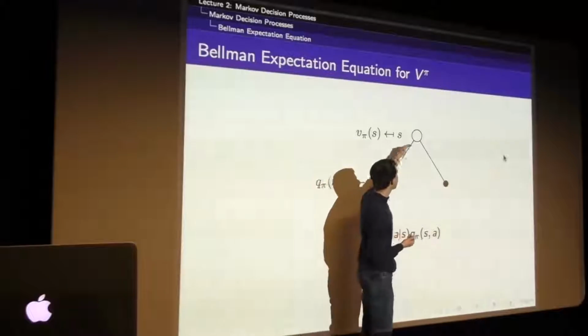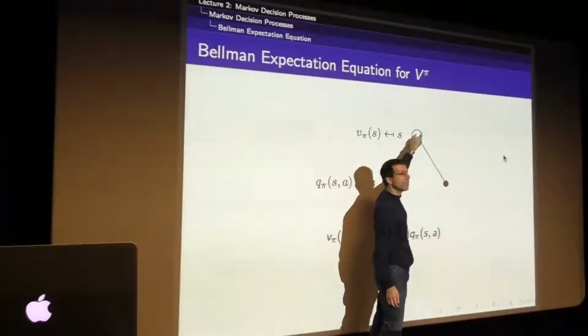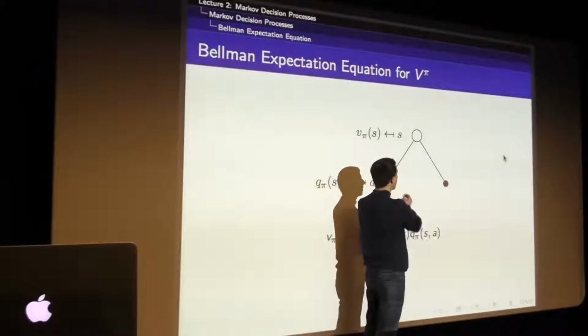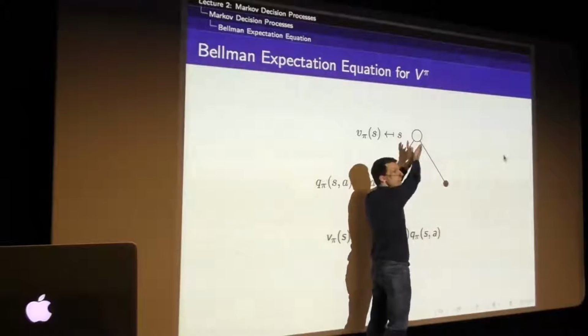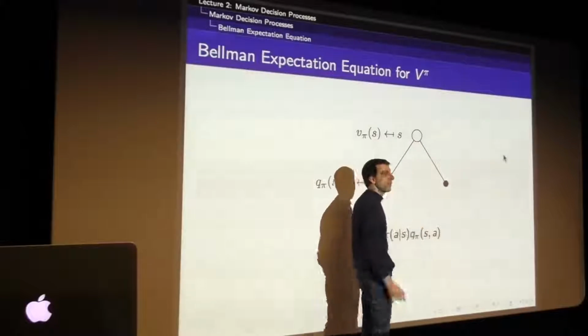And so what we're doing is a one-step look ahead. For the state value, how good it is to be in this state, we just look ahead one step, look at the action values, average them together, and that tells us the value of being in that state at the top there.